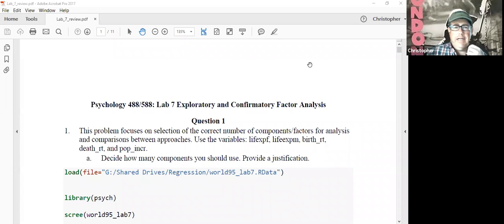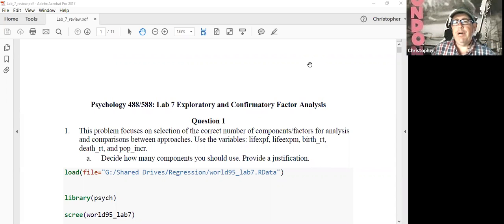Hey everybody, today I'm going to talk about some of the material in lab number 7. Remember, you're not required to do the labs, but I'd like to use them to give you a little extra content and go over some code and interpretation stuff in advance of the homework assignments being done.